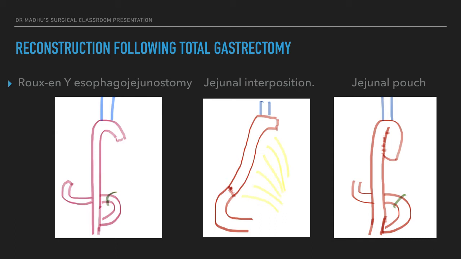Then there is another way of reconstructing, which is a jejunal interposition, where you take a jejunal loop, proximally you anastomose it to the esophagus and distally to the duodenal stump. So this is called a jejunal interposition. Another way of reconstruction is called a jejunal pouch, where the Roux-en-Y jejunal loop is constructed into a 10 to 15 centimeter sized pouch. This has its own advantages, which we will discuss subsequently.